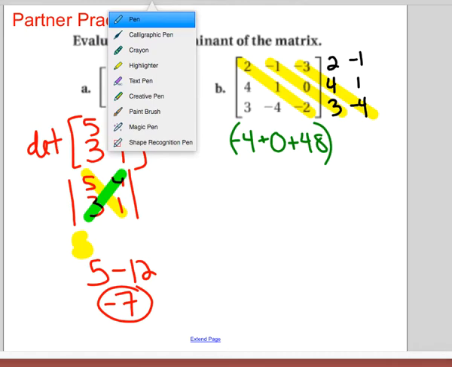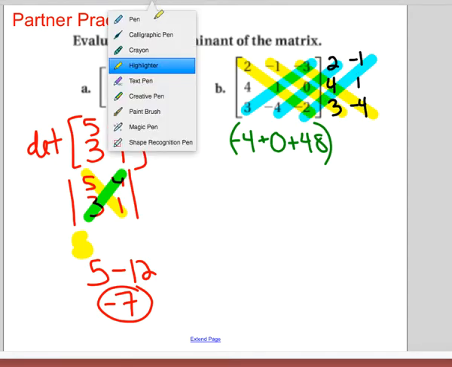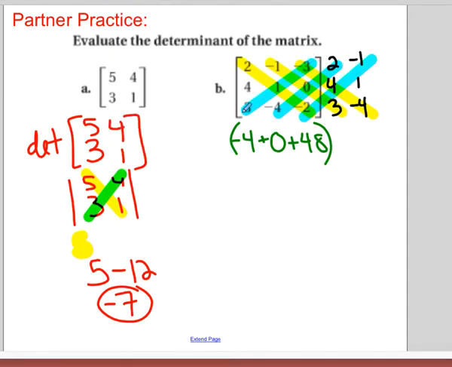I'm going to go back to my highlighter. And then I'm going to basically subtract the same things, but now going this way, my diagonal's going this way. I missed a little bit, but not bad. So now I have negative 3 times 3, so it's going to be minus negative 9.